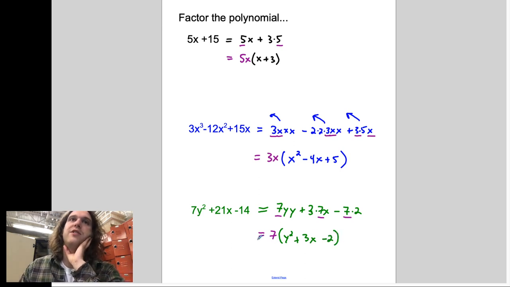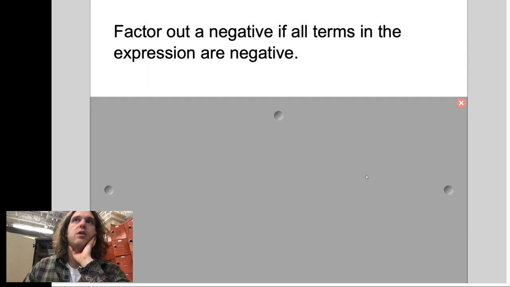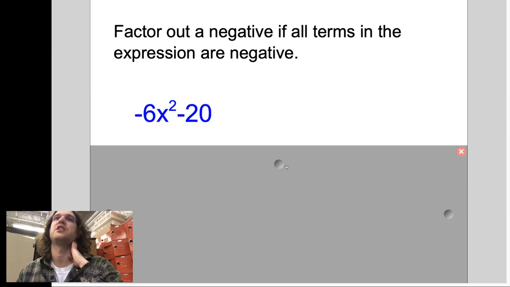And you could multiply this out to check. 7 times y squared, yep. 7 times 3x, yep. 7 times minus 2, yep. Cool. All right, we're going to go over a couple other weird little scenarios that you can run into when factoring using the GCF.